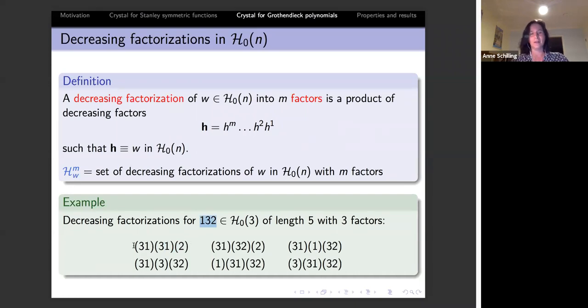And then you can see that this one has been factored into decreasing factors. This one is decreasing because 3 is bigger than 1. This one is also decreasing, and a single entry is always decreasing. And I should remind you, we also allow empty factors. So here are just examples of decreasing factorizations of this particular word.